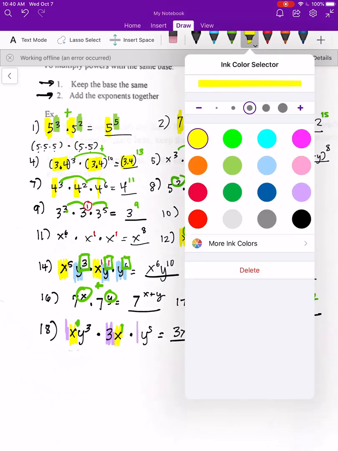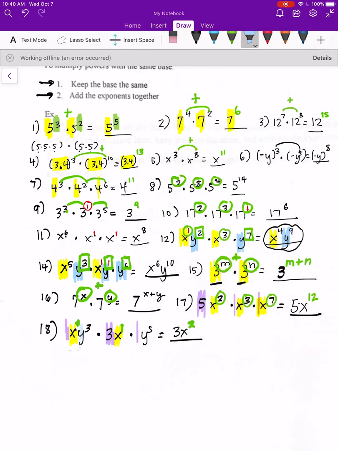Then pick up your y's. I think I did blue. y and y, so that would be y. And then you add your 3 plus 5, and that's 8. So 3x squared y to the 8th. Notice they're all smushed together. No times signs because I'm a big kid now. I smush them all together.